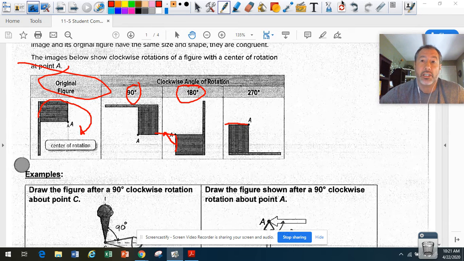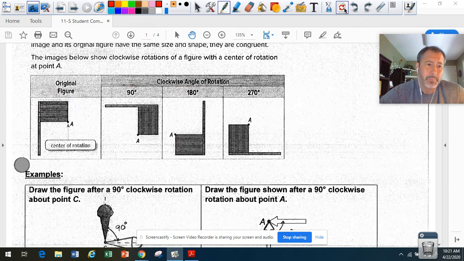Now, one thing you could have also done, think about this. If I am going 270 degrees clockwise, which means I'm going all the way around here, why don't I make my life easier and just go 90 degrees counterclockwise? Because that will give you the exact same thing.